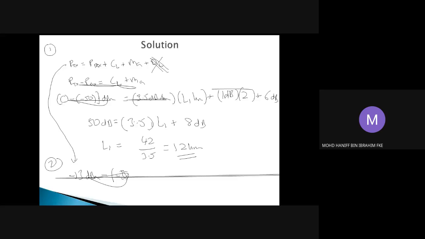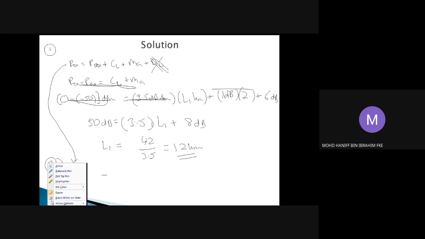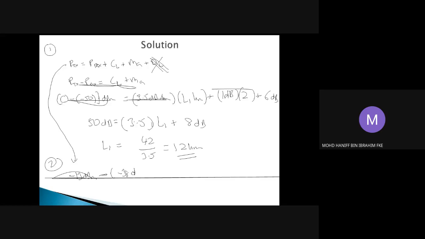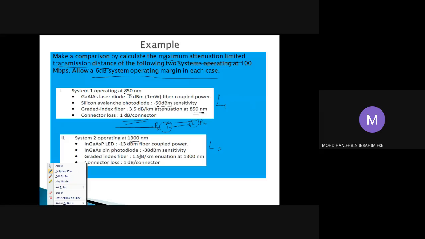I see. Keep on disturbing. Not sure what is this, yeah? Okay, negative 13 dBm minus negative 38 dBm. Okay, that should be the sorry.